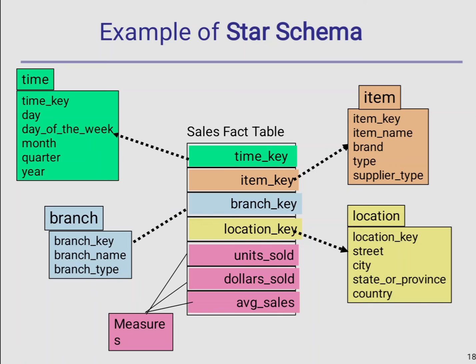So here we have a sales fact table which stores all the measures of computation for all the other dimension tables. We have dimension tables such as time, branch, item, and location, for which there is a central table called fact table. So this is the star schema.